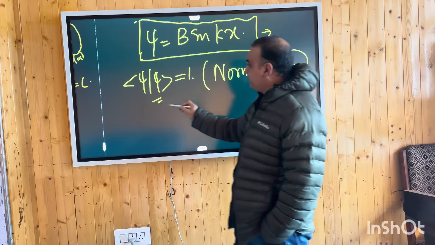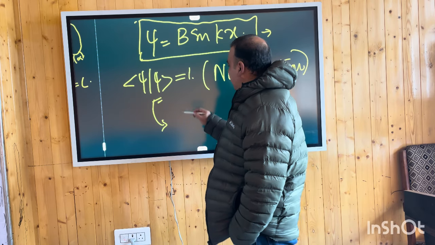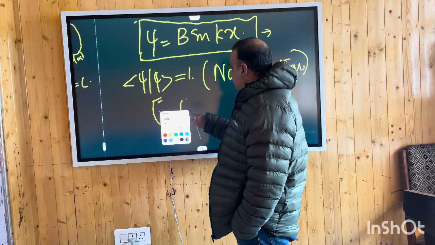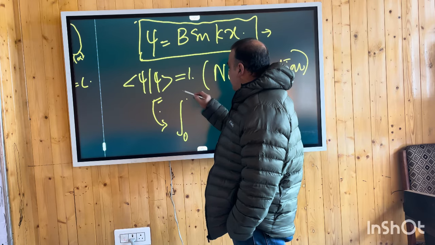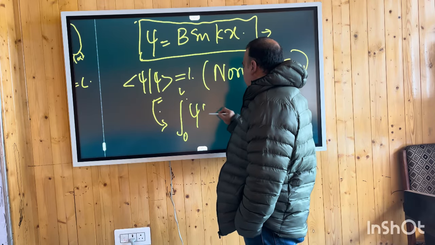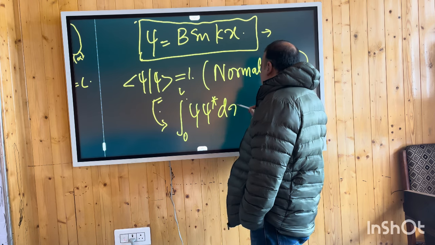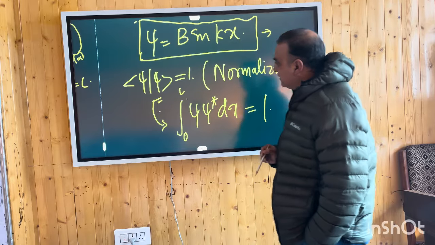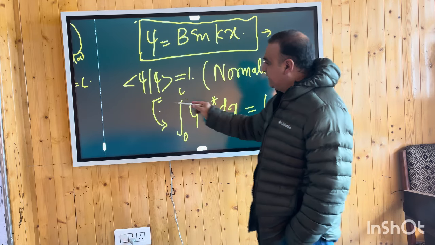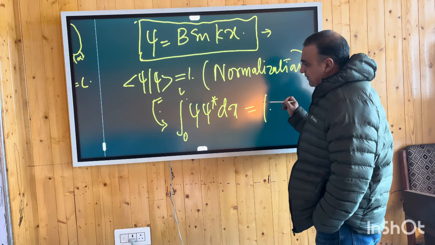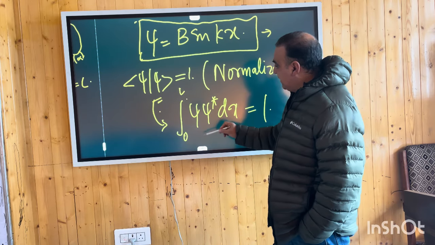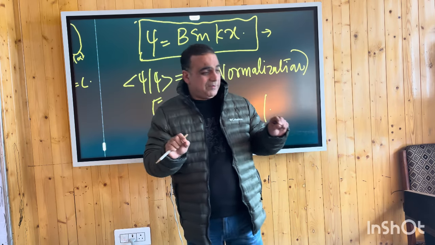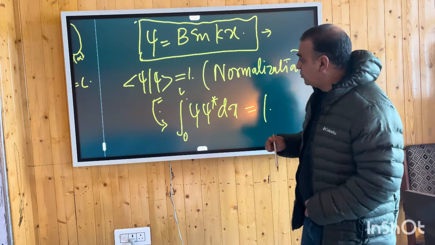So what does this bracket tell me? It tells me that the integral from 0 to L of psi star psi dx must be equal to 1. This is how this bracket will dictate me to calculate the normalization. So this normalization can be calculated by taking an integral from 0 to L, because my particle is confined between these 2 points, from 0 to L.